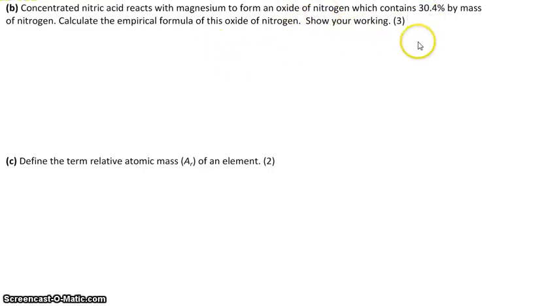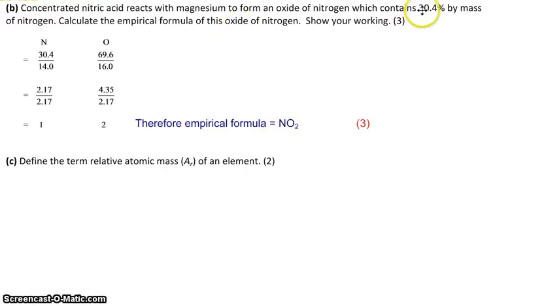Then on part B, it talks about an oxide of nitrogen formed in a reaction like this, which contains 30.4% by mass of nitrogen. And we have to try and calculate its empirical formula. Well, we know 30.4% of it is nitrogen, so 69.6 must be oxygen. And then we divide by the relative atomic masses, and we get these answers. We divide by the smallest of those two, we get a nice whole number ratio of 1 to 2. So the empirical formula is NO2.